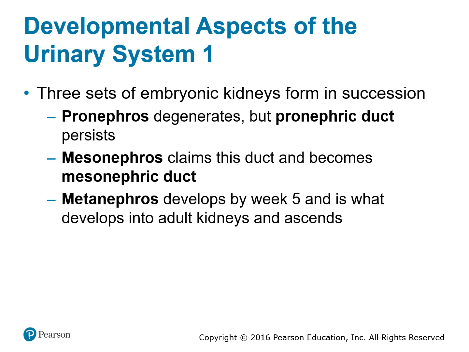Okay. Developmental: 3 sets of embryonic kidneys form in succession. Pronephros, pro, kidney, degenerates, but the pronephric duct persists. Meso, middle, kidney, claims this duct and it becomes the mesonephric duct. The metanephros develops by week 5 and is what develops into our adult kidneys and ascends.